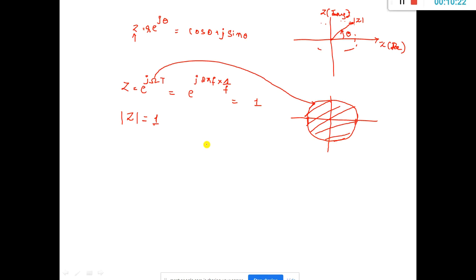So that is the meaning of z equal to e to the power of j omega t, and the value of mod z equal to 1, which means with the radius equal to 1, the entire component of z, or the entire set of frequency values of z, will lie within the unit circle. So this is a very important point here.